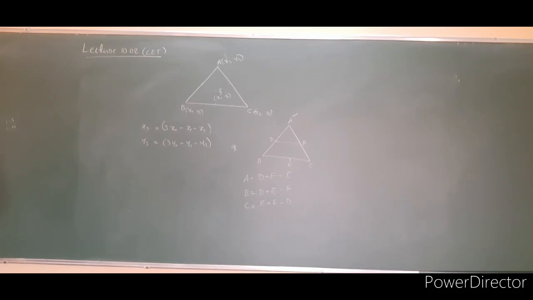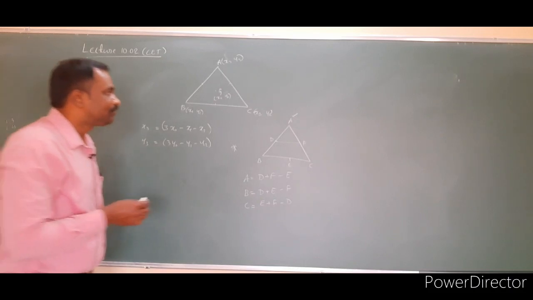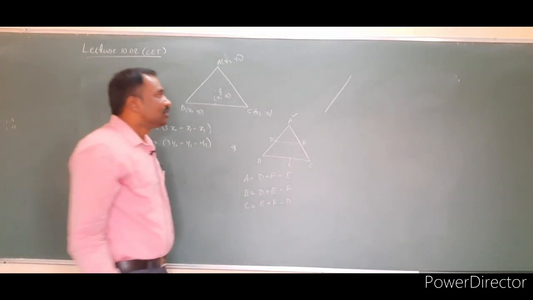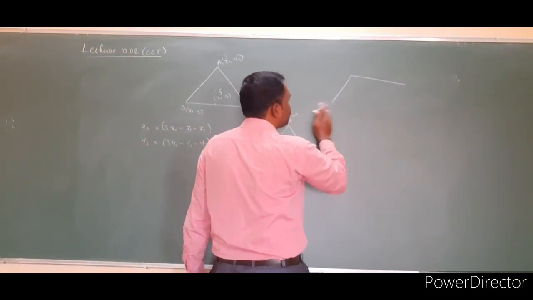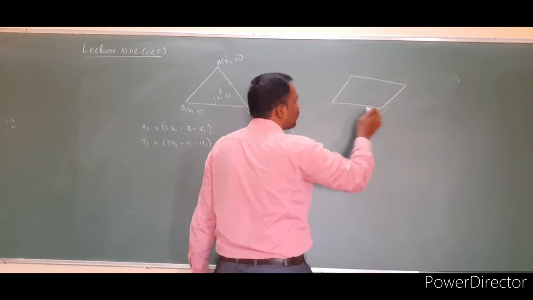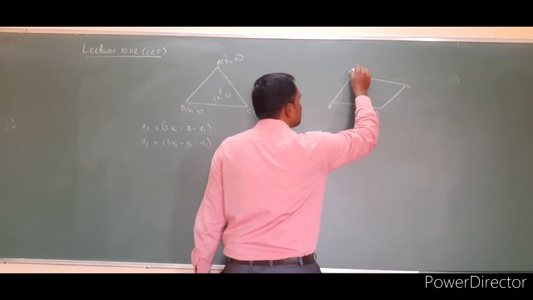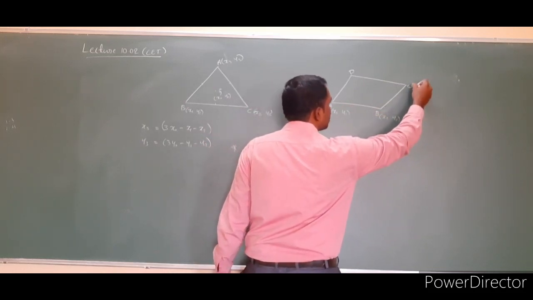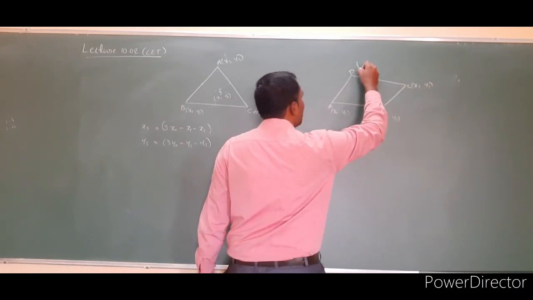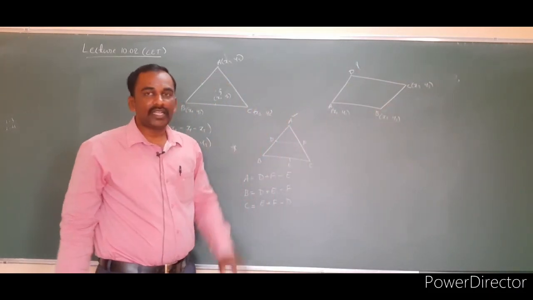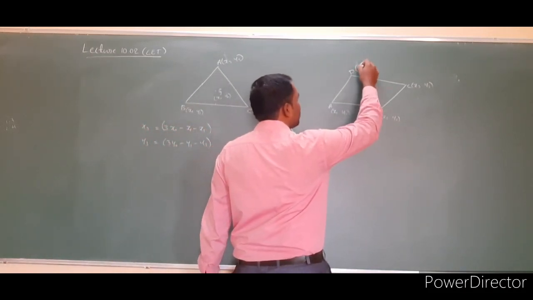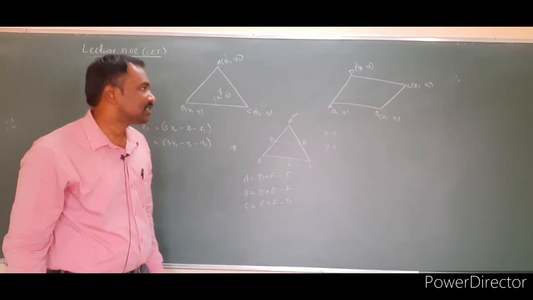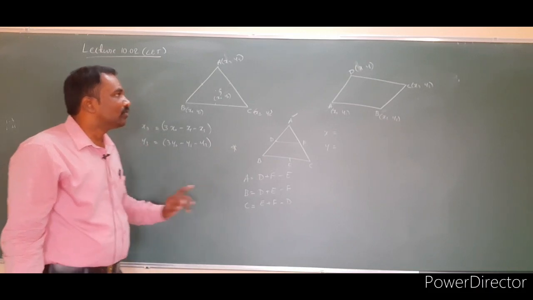Then the next thing is, suppose one parallelogram is given, ABCD. A has the coordinate x1, y1, B has x2, y2, C has x3, y3, and the D coordinate we don't know. To find it, I just call it x, y. We are required to find the x and y values.